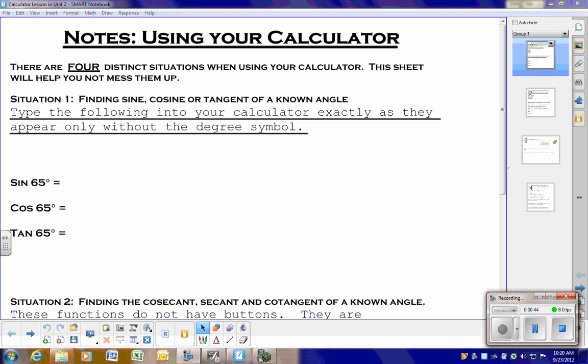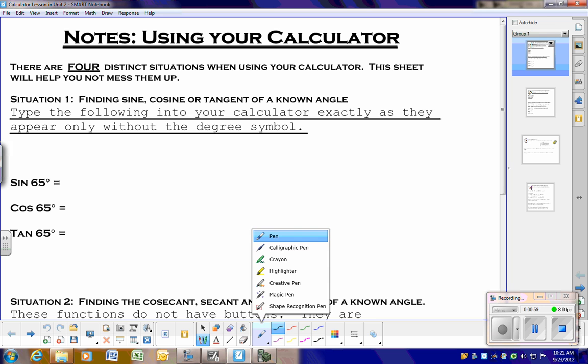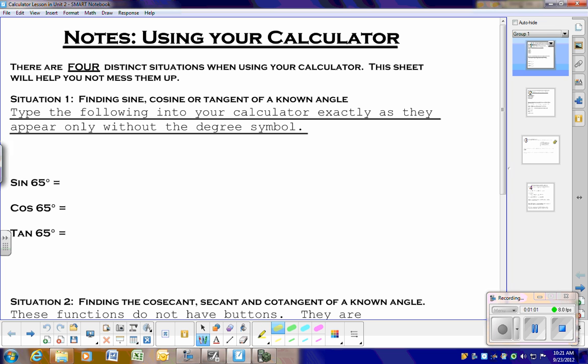There actually are 4 different situations that come up when using your calculator, and the key is to recognize in a given problem which one of the 4 you are being asked to look at. If you can put it in a category, then it's a matter of just applying the recipe, so to speak.